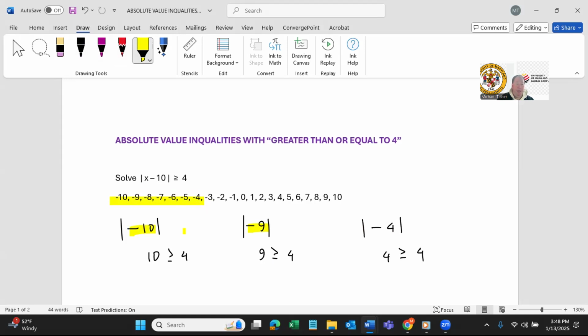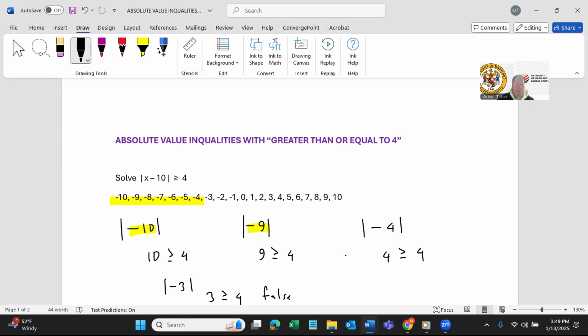How about negative 3? Absolute value of negative 3 is 3. And is 3 greater than or equal to 4? That would be false, right? And so negative 3 would not work. And likewise, negative 2 would not work, negative 1 would not work, 0 would not work, 1 would not work, 2 would not work, 3 would not work.